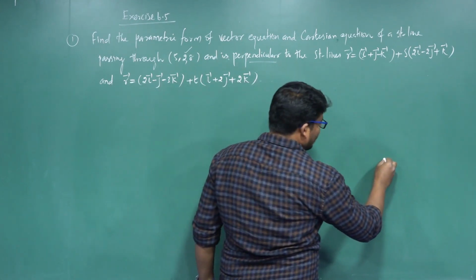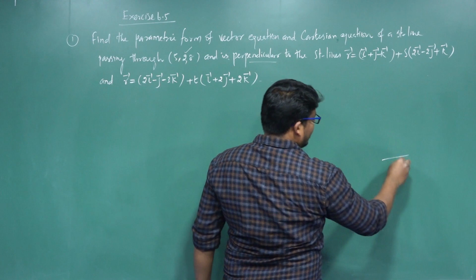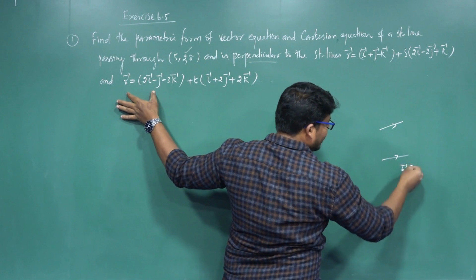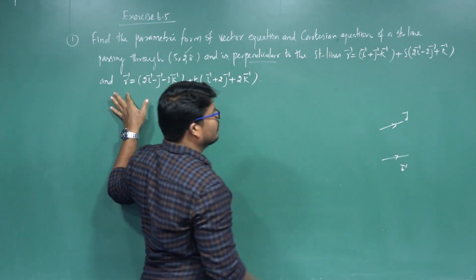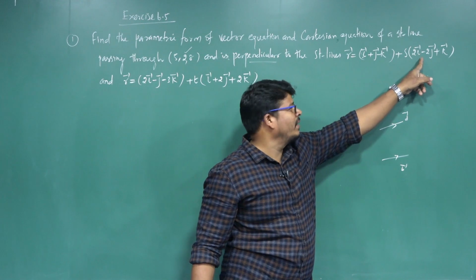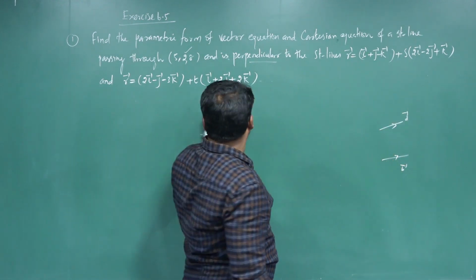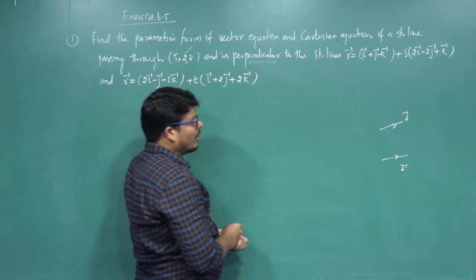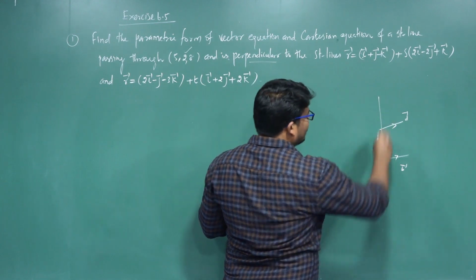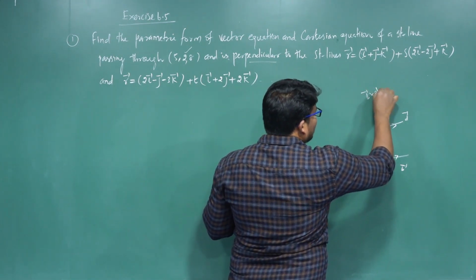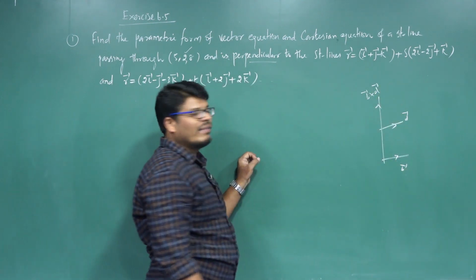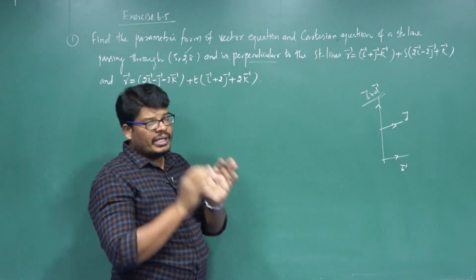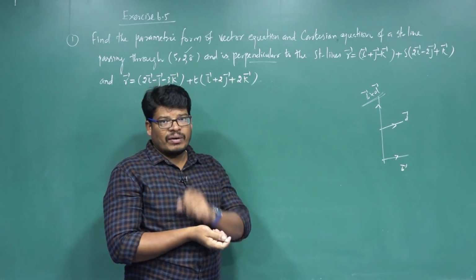Given the first line, the direction is B vector, and for the second line, the direction is D vector. Now we find the perpendicular direction. The perpendicular line is along B vector cross D vector. So we find B vector cross D vector, which is perpendicular to both.